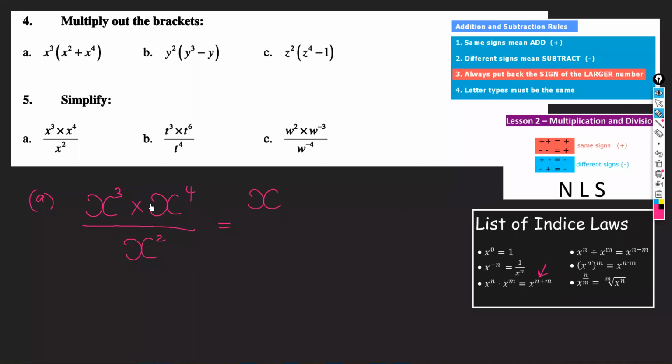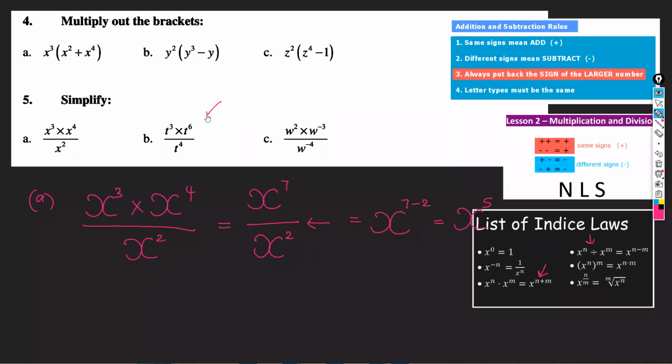Because the bases are the same and it's a multiply, we can add the powers. 3 plus 4 is 7, divided by x to the power 2. So you see, the top is simplified, and now we just have this underneath to deal with. Lucky for us, it's a divide. That's this rule here. Divide means you can minus the powers if the bases are the same, and they are. It's x and x. So 7 minus 2 is 5. So the final answer is x to the power 5, positive 5.